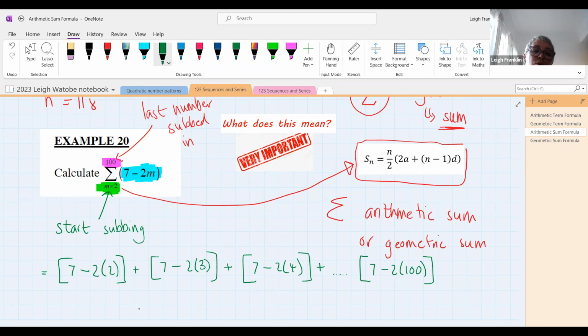It's very important that we study this and learn what these things mean. The number at the top is the last number that gets subbed into our rule. The number at the bottom is where we start subbing in. You can see here, I've replaced my M over there with 2 because this is where I start subbing in. The last number I wanted to sub in was 100, and that's why my pattern ends after I sub in 100. Does that make sense to everybody? Are we okay with that?